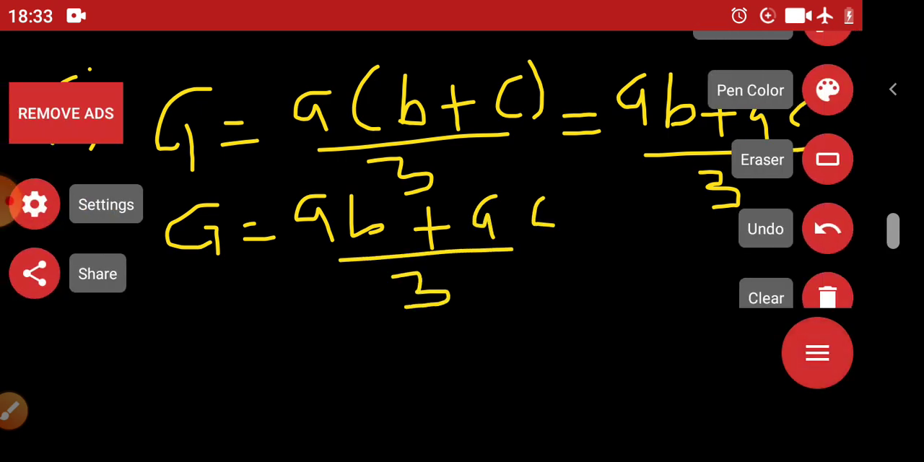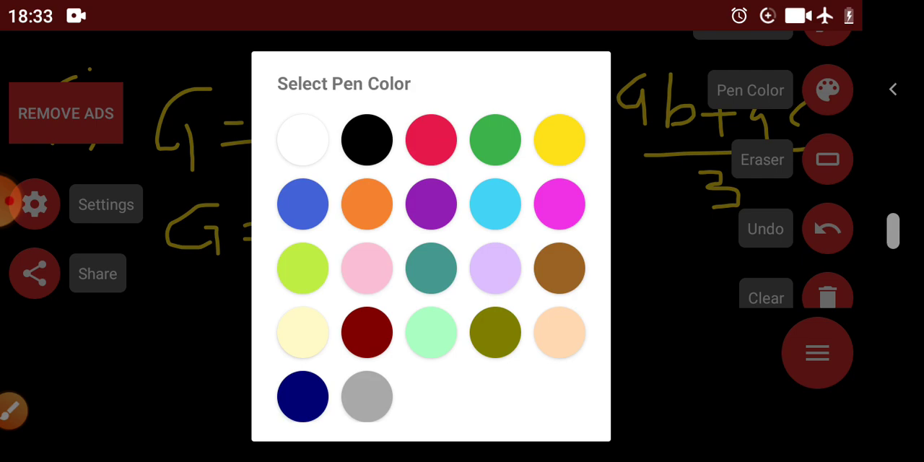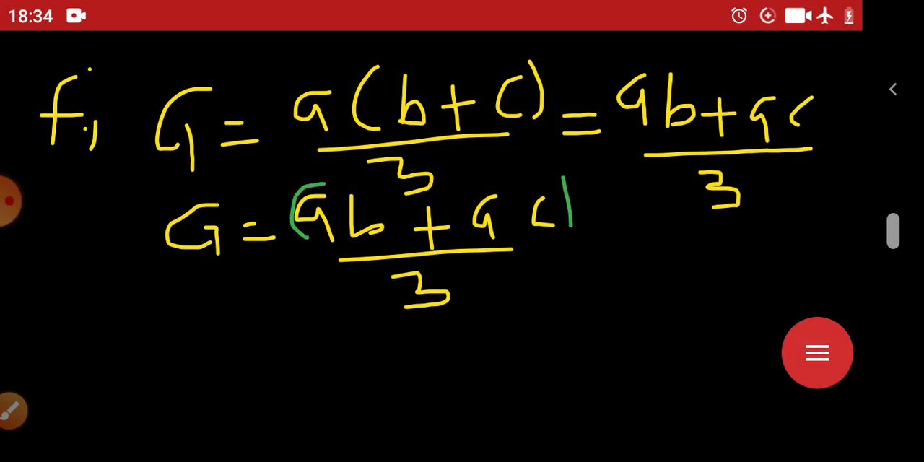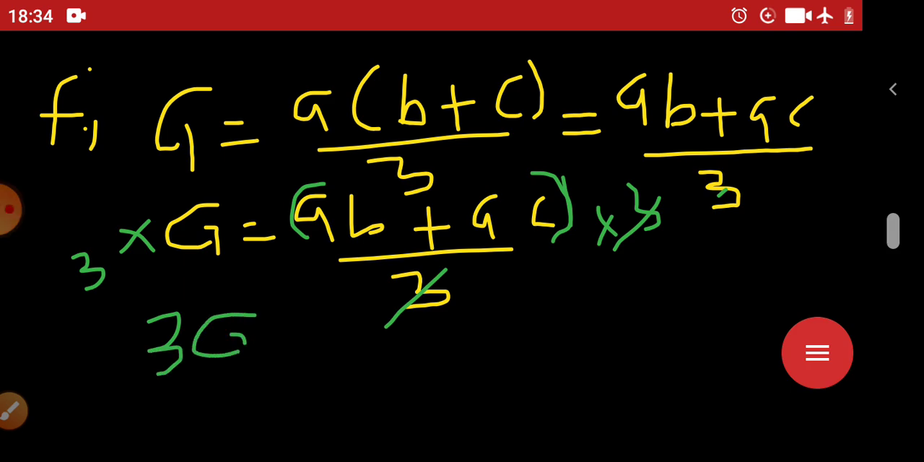Now our step will be to remove this 3. So we need to multiply by 3 both sides, because the 3 is divided here. So this 3 cancels this 3, so that on the left side we have 3g, which is equal to ab plus ac.